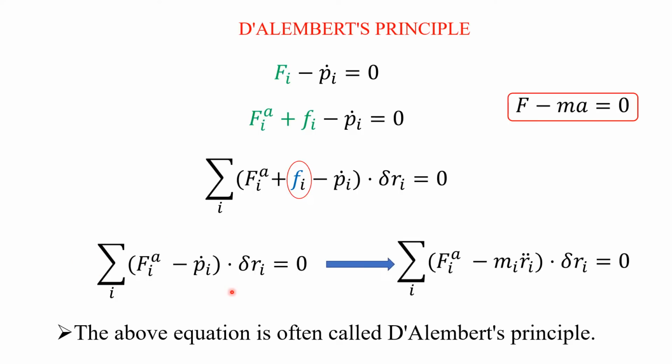You know what Pi dot is? It is nothing but the rate of change of momentum, which is equal to mass into acceleration. That is, acceleration can be written as r double dot, which is nothing but the second order time derivative of distance, and the whole thing is equal to 0. This above equation is called the D'Alembert equation. In due course, we will see the Lagrangian equation and its advantage over Newtonian mechanics.